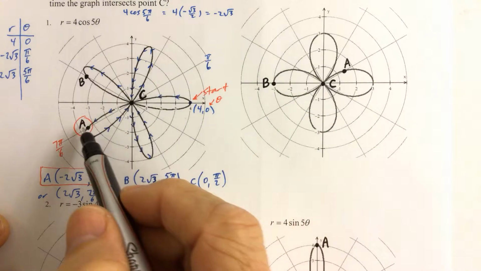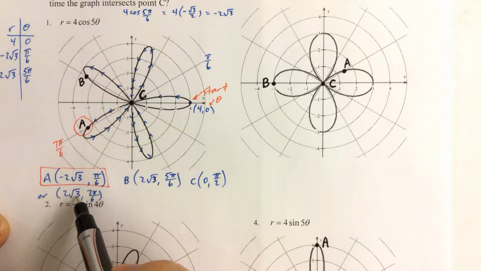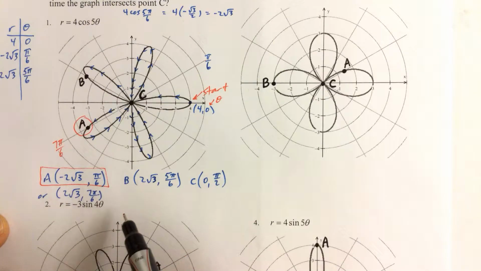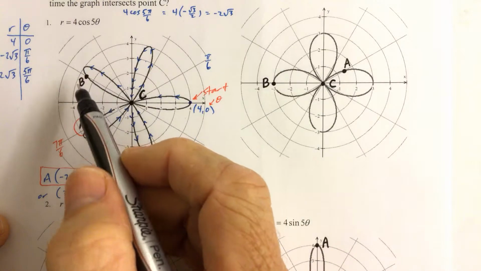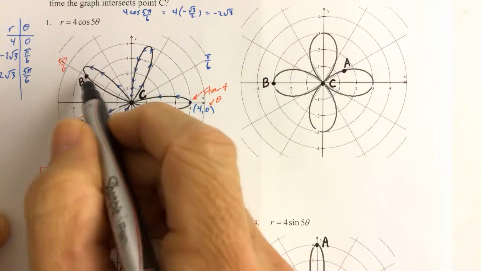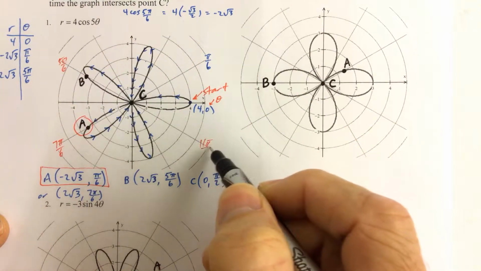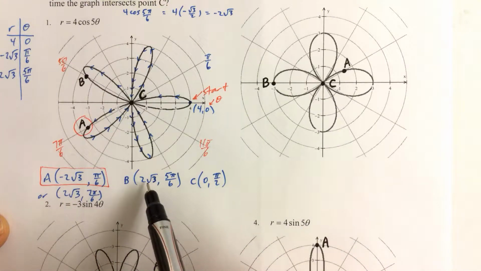If that doesn't work, then you could plug in 7 pi over 6. And if you plugged in 7 pi over 6, you'd get 2 radical 3. So either one of these pairs of coordinates would be just fine for point A. Likewise, you look at point B and you go, well, that's either 5 pi over 6 or 11 pi over 6. So when you plug in 5 pi over 6, you get a positive number, and so then you're done.